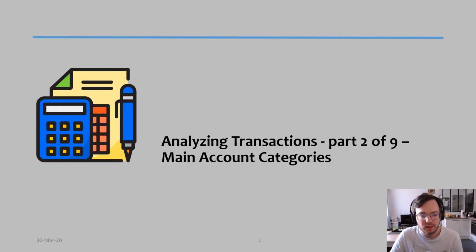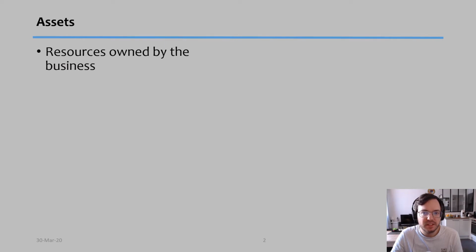Hello everyone, welcome to the second video of the mini-series about analyzing transactions, and today I'm going to talk about main account categories. So in the previous video, I said there are 5 main categories of accounts. We have assets, liabilities, owner's equity, revenues, and expenses. And today I want to talk about each one of them more individually or in more detail. So the first one is assets.